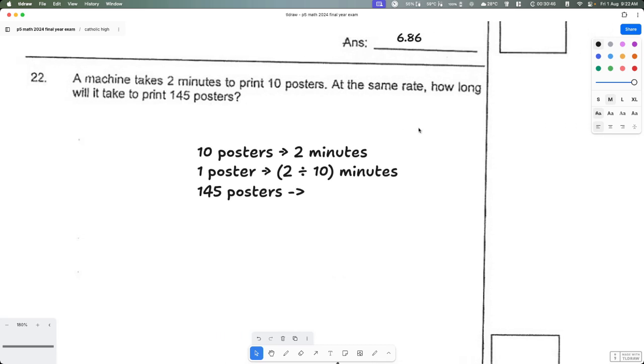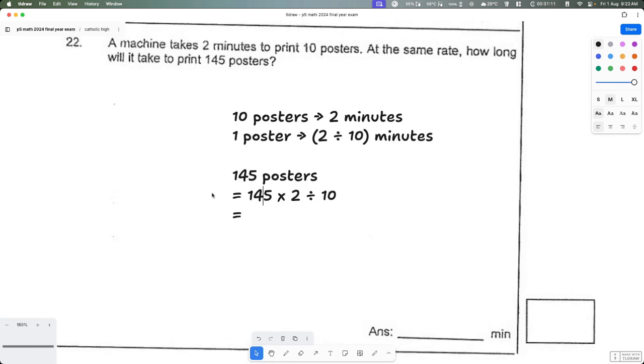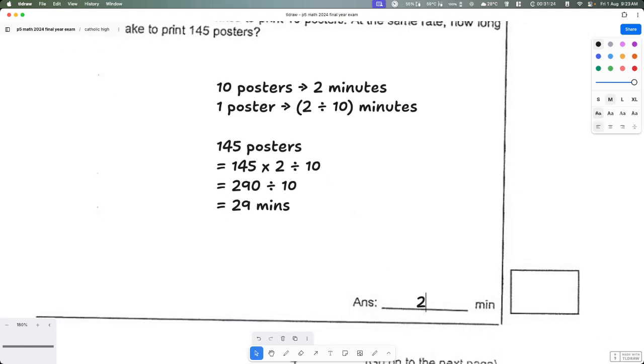we have 145 times 2, and then divided by 10 in this case over here, right? So like this. So what we can do is we can just put equal as well. So 145 times 2 divided by 10. In this case, we can have 145 times 2. This should be 290. And then we have the divide by 10, and this will give us 29 minutes. So the answer is 29.